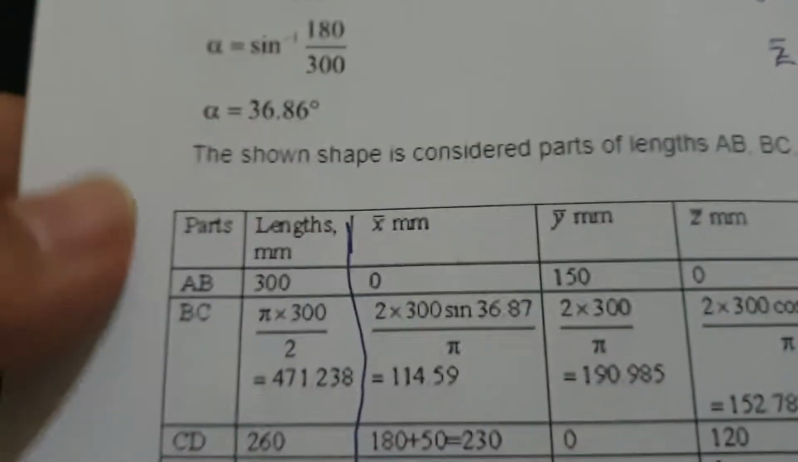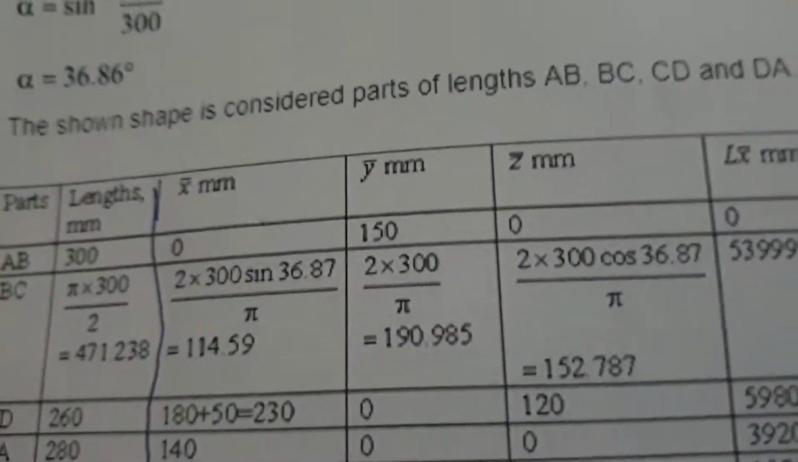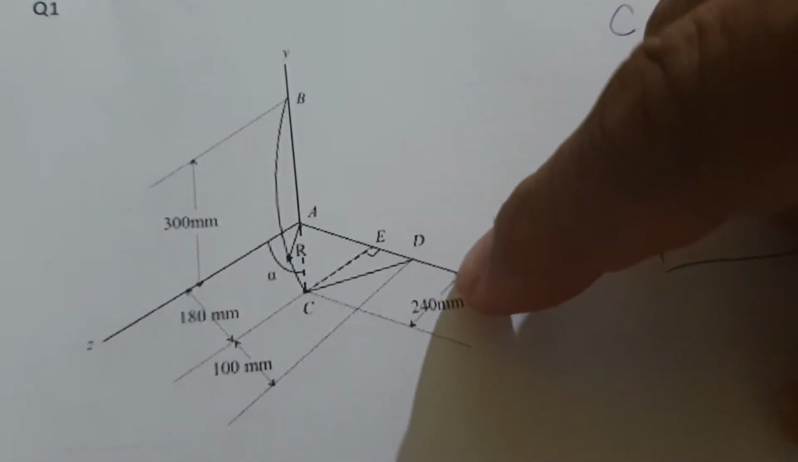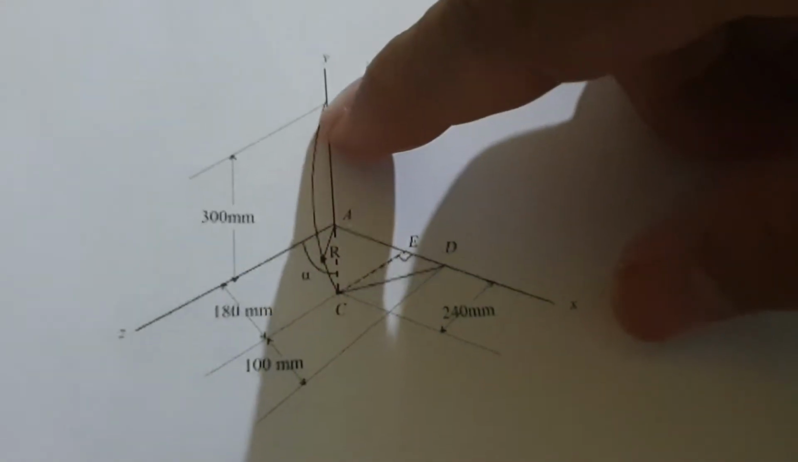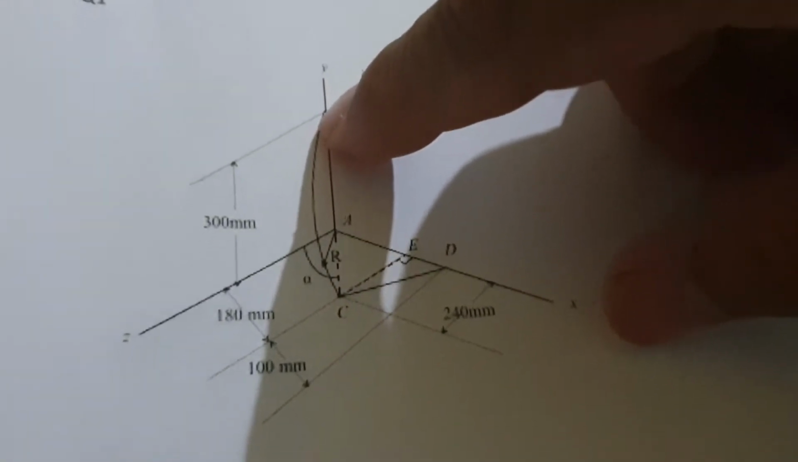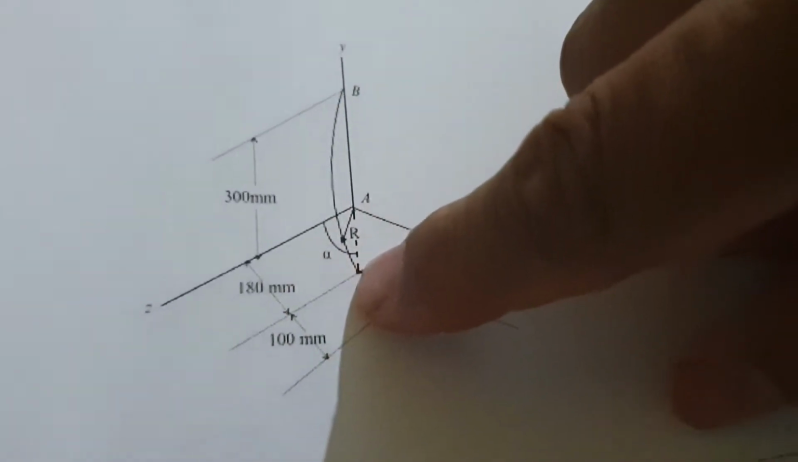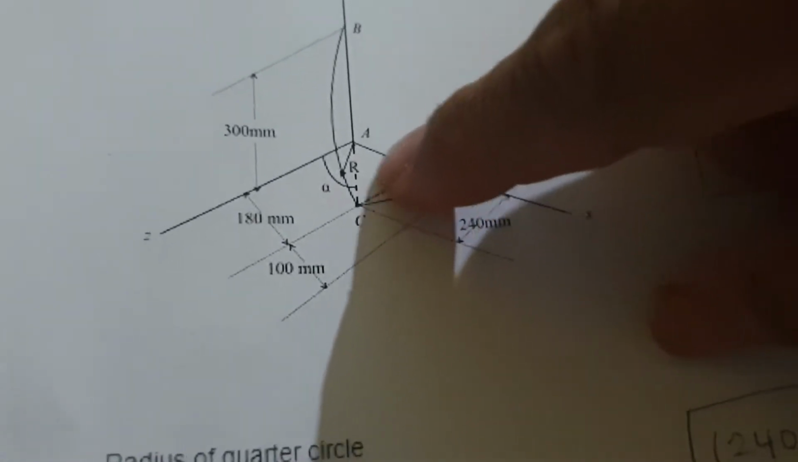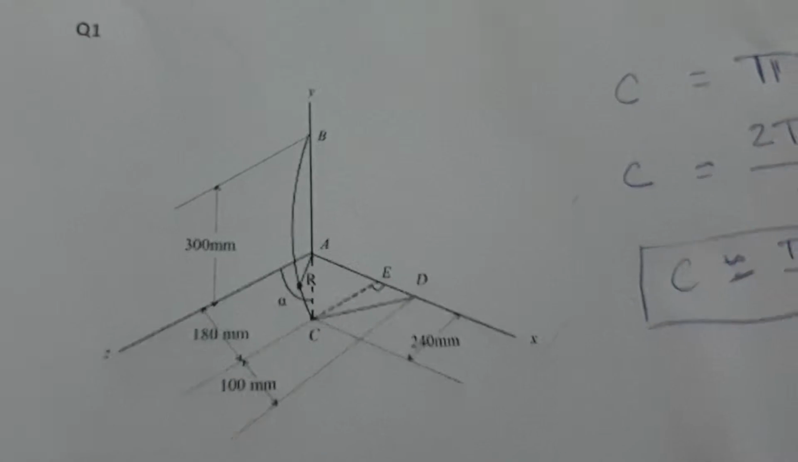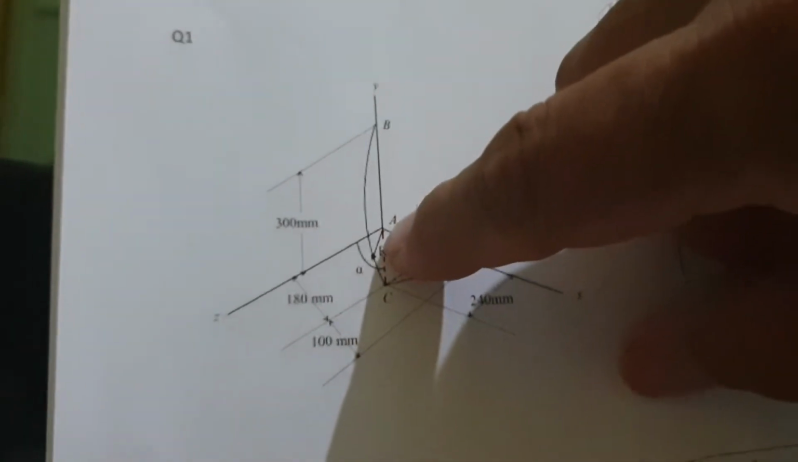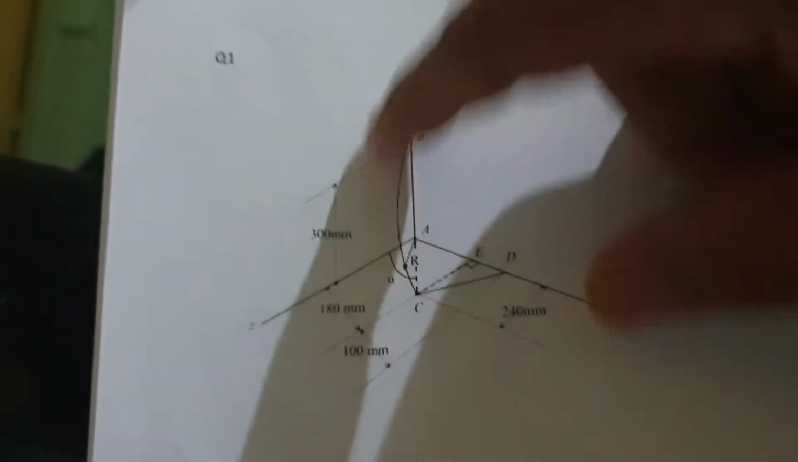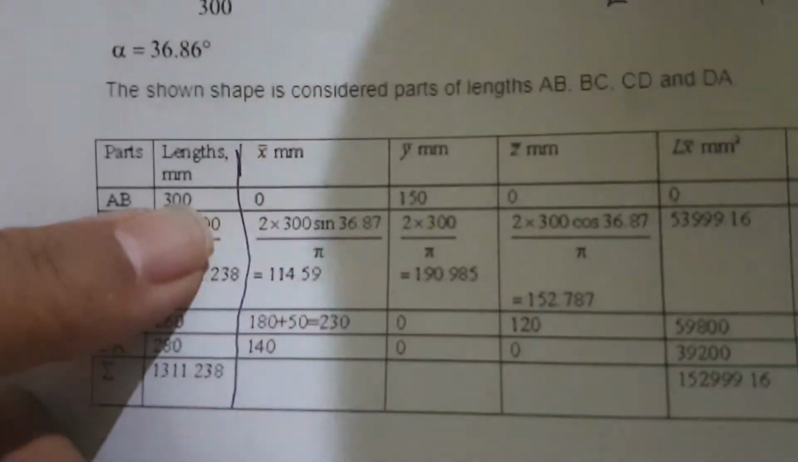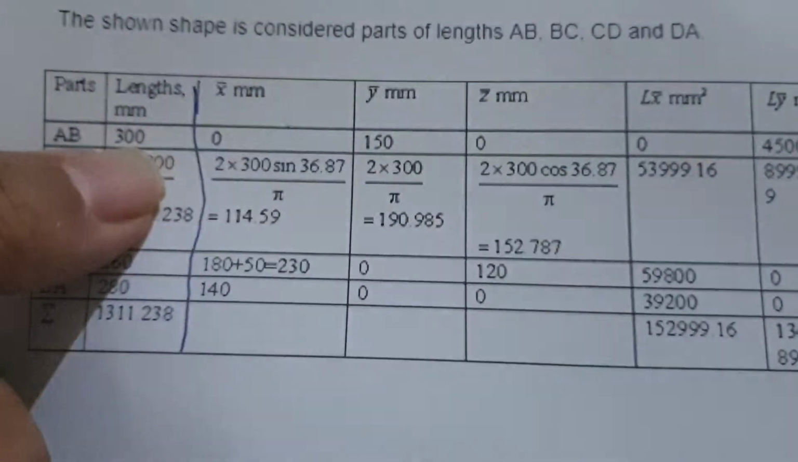Now, let's put all the parts together. You can see that the wire has a part, first of all, A, B, the first part, and then B, C, and then C, D, and then D, A. Okay, so let's take the first part, this part, A, B. What is the length of AB? You can see it, 300. So you're going to put the length here. Construct a table. Length is 300 millimeter.